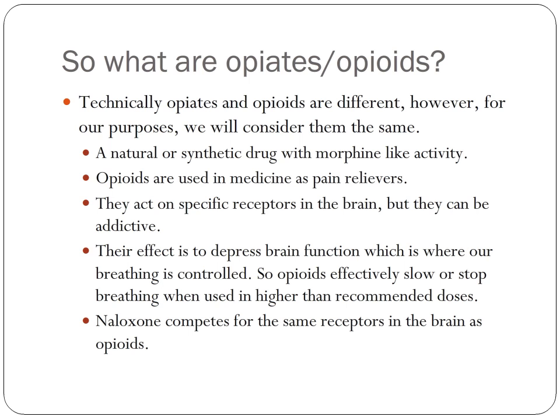And naloxone competes for those same receptors in the brain as the opioids do. So as the naloxone takes the place of the opiates as they are metabolized, the naloxone takes the place at those receptor sites, and the opiate therefore cannot bind to those receptor sites, so it doesn't have that effect.